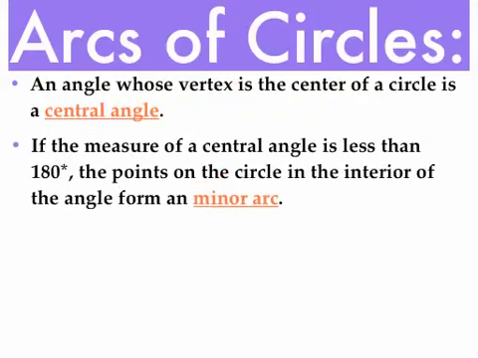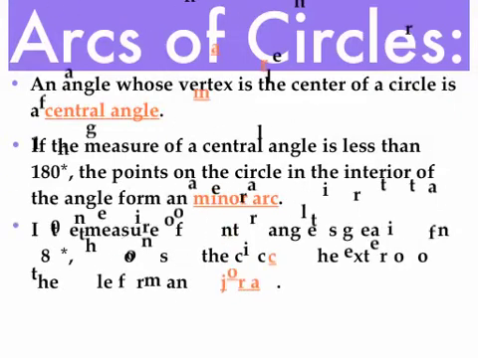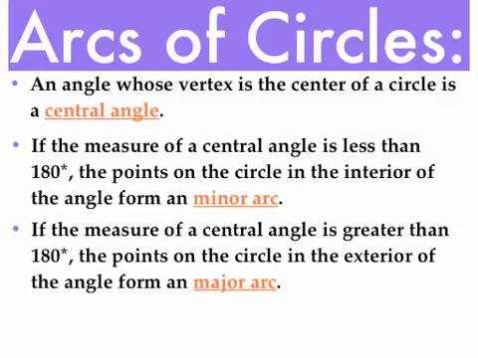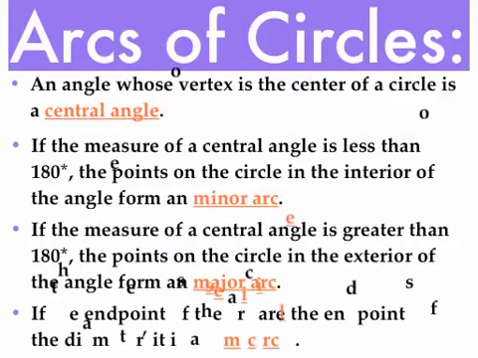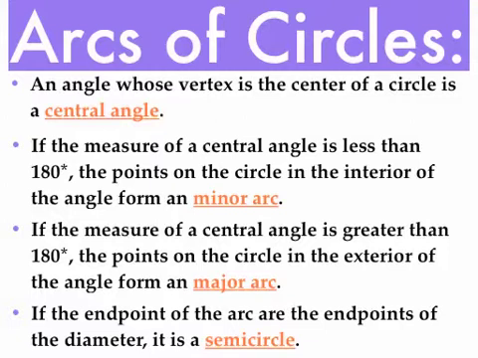If the measure of a central angle is less than 180 degrees, the points on the circle in the interior of the angle are going to form a minor arc. If the measure of a central angle is greater than 180 degrees, the points on the circle in the interior of that angle are going to form a major arc. If the endpoints of the arc are the endpoints of the diameter, then the arc would be considered a semicircle.